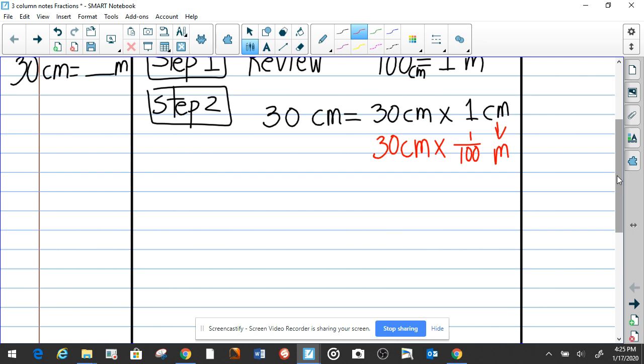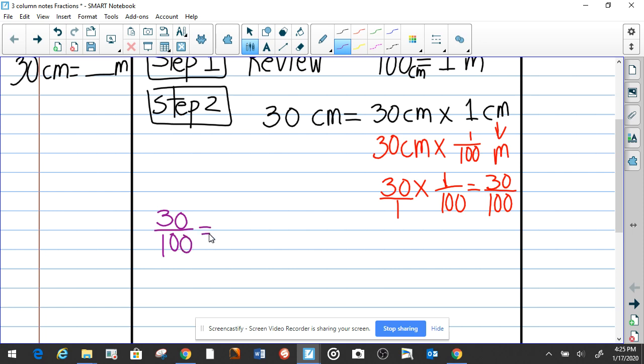So when you do the multiplication, as you remember, multiply 30 times 1 over 100. And remember, whole numbers always carry a 1 as a denominator. And it makes it easy to multiply our fraction. So 30 times 1 equals 30 on the numerator. And 1 times 100 equals 100 on the denominator. As you can see, I'm going to move over to this side, where our answer is this, 30 over 100.